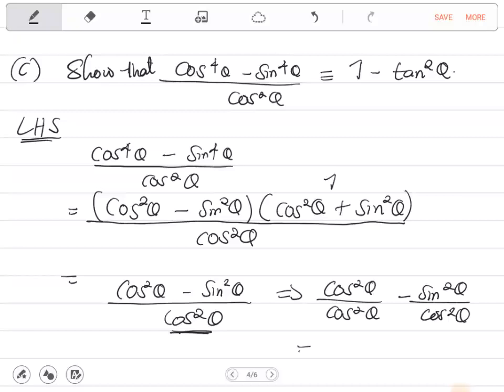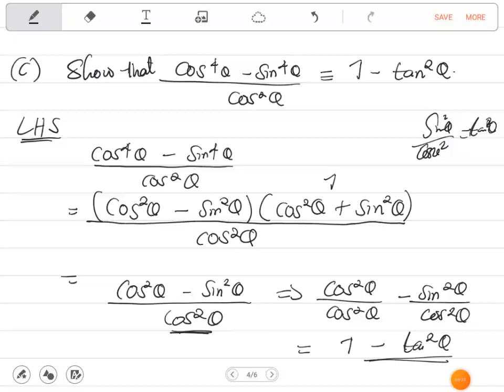1 minus sine. Now because there's a square there, we know that sine theta over cos theta is equal to tan theta. So if there's a square there and a square there, this will also be squared. So this will just be equal to tan squared theta. Hence, shown.